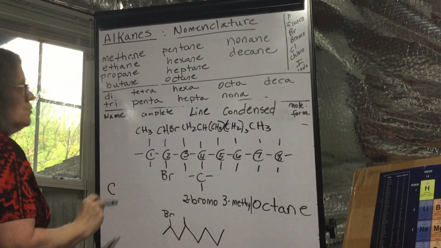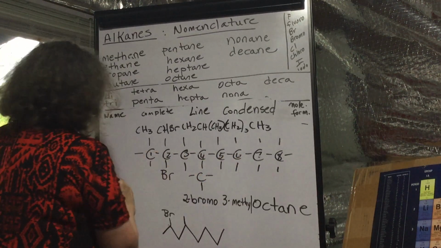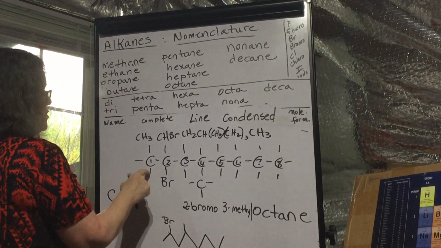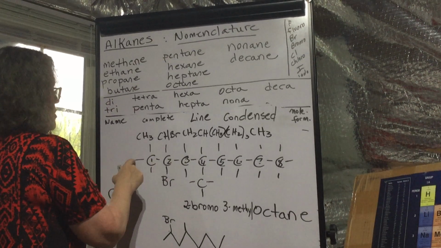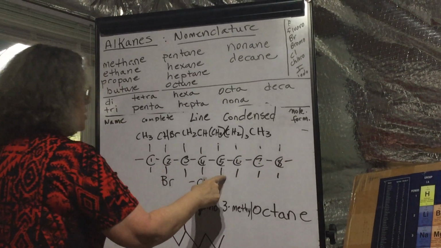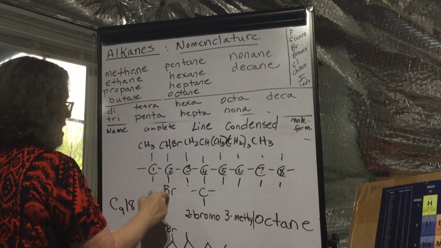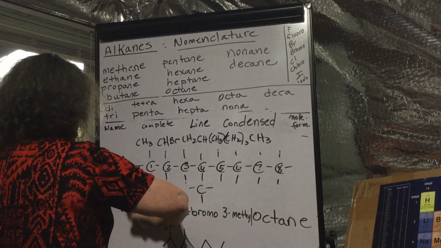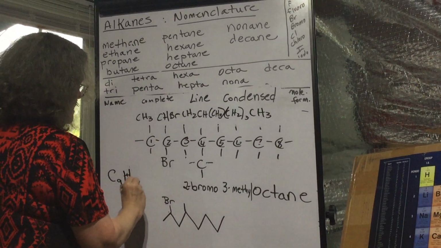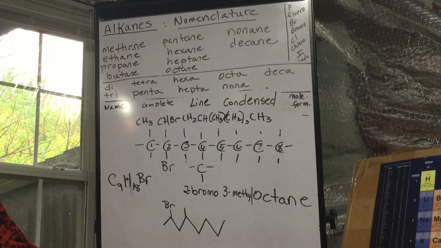The last thing we have to do is our molecular formula. How many C's do we have? 1, 2, 3, 4, 5, 6, 7, 8, 9. How many H's? All these are H's. 1, 2, 3, 4. Oh, I'm sorry, here. Counting up to 18. And how many Br's? One. C9H18Br. Done.